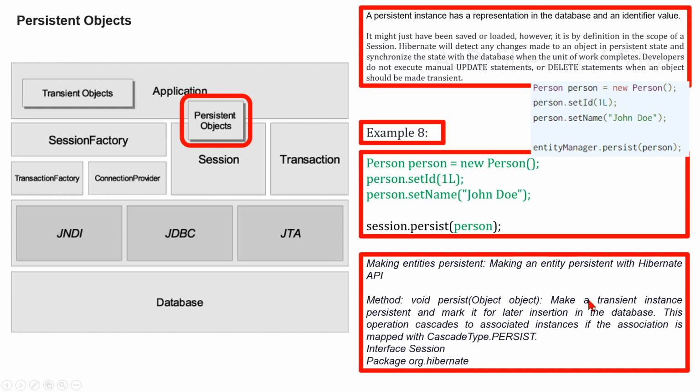Now we are considering making entities persistent. Here is making an entity persistent with the Hibernate API. The method void persist(Object) makes a transient instance persistent, and marks it for later insertion in the database. This operation cascades to associated instances if the association is mapped with CascadeType.PERSIST. This is in the interface Session and in the package org.hibernate.